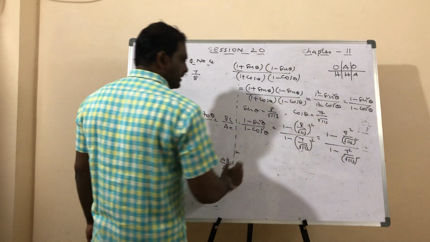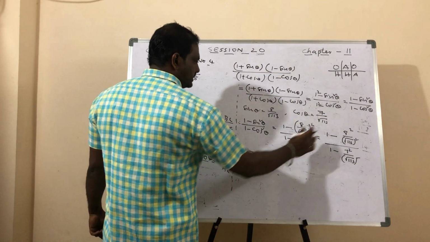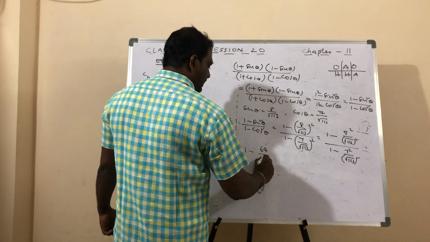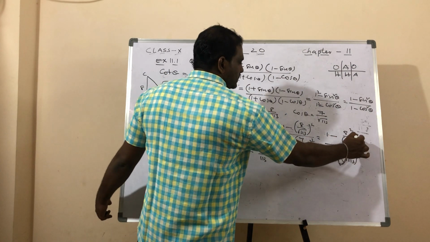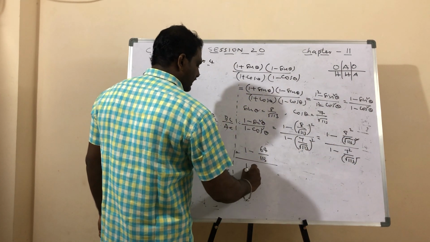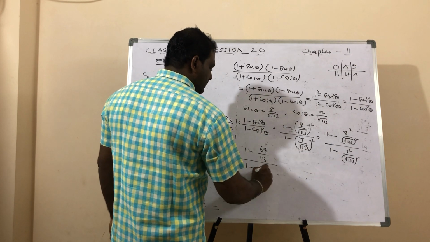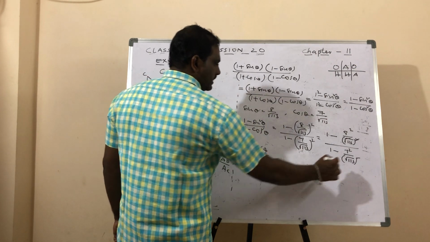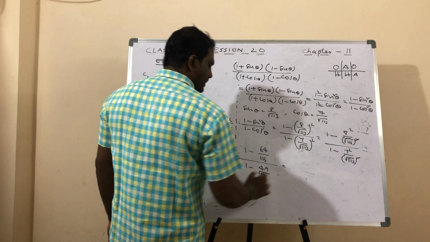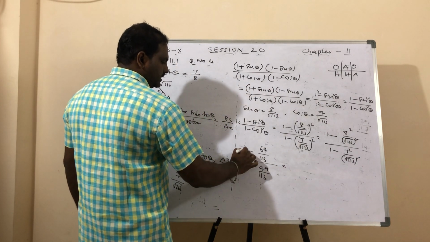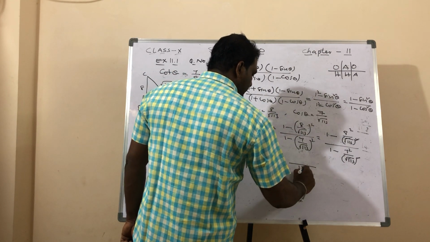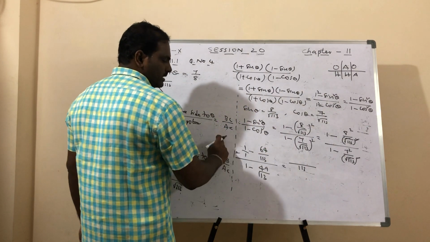Next, I am writing here, what is the next step? It is 1 minus 8 square is 64 by 113, because the square root cancels, and 1 minus 7 square is 49 by, again the square root gets cancelled, 113. Next step, if 1 is not there, I can take the LCM. So here the LCM will be 113, and I can do the cross multiplication.